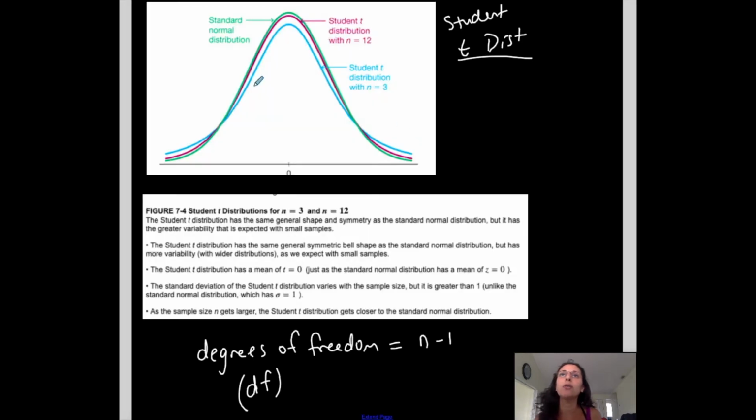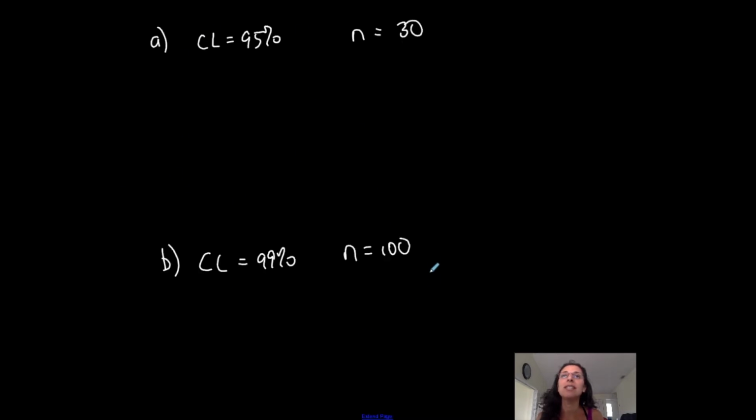The critical t-score, right? On a student t-distribution, we're going to find the critical t-score that is needed for a confidence level of 95% with a sample size of 30, and then for a confidence level of 99% with a sample size of 100. And I'm going to do it with the table, and I'm going to do it with the calculator.